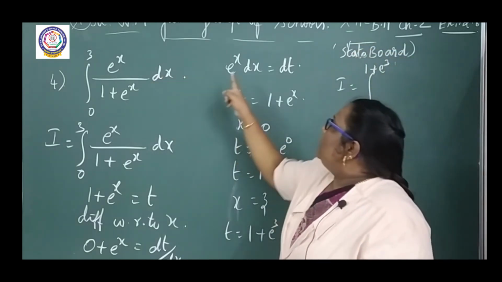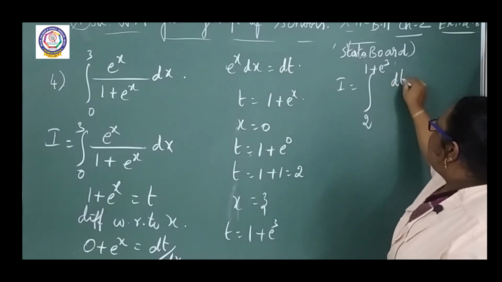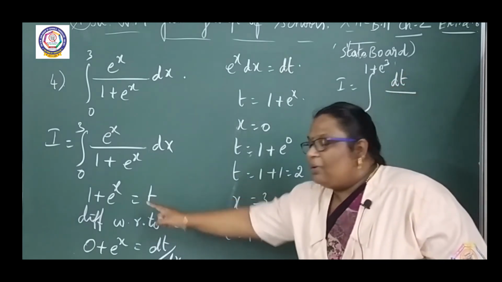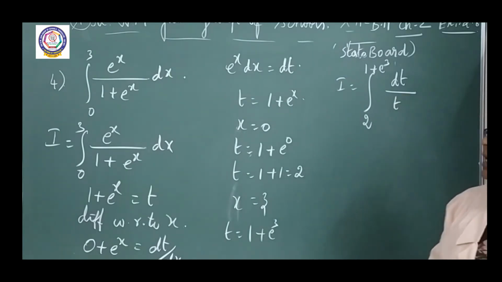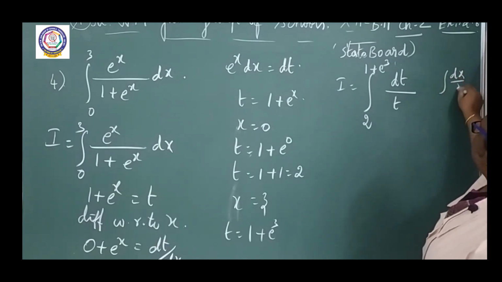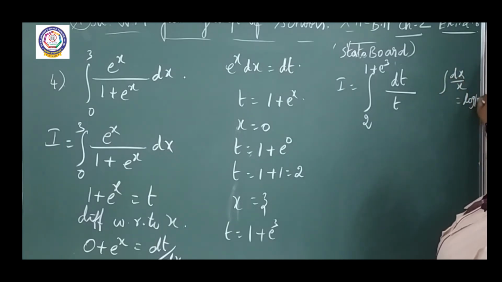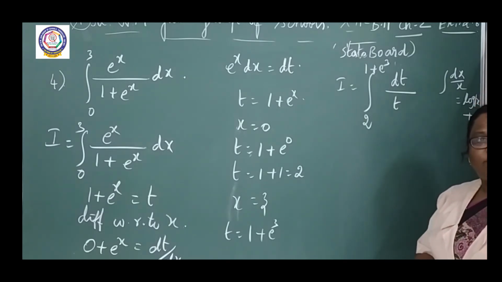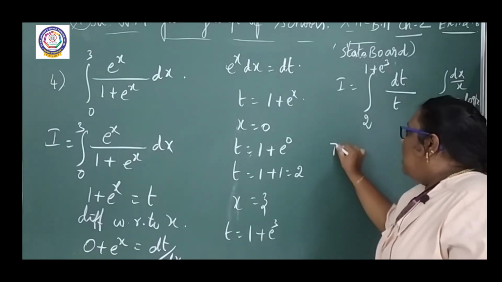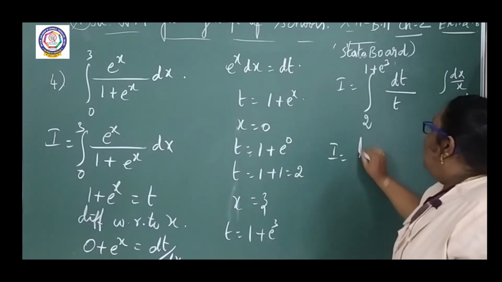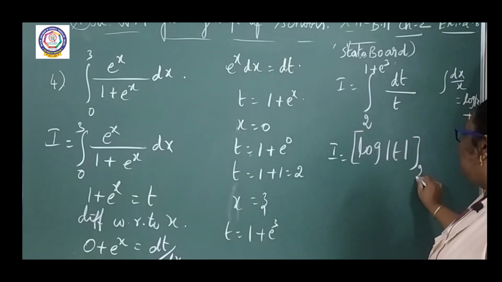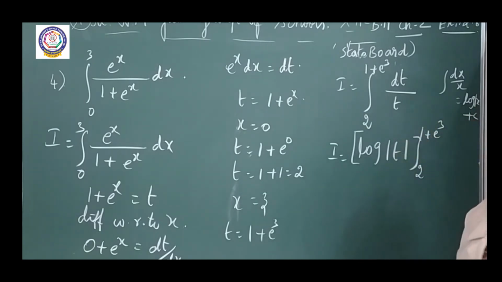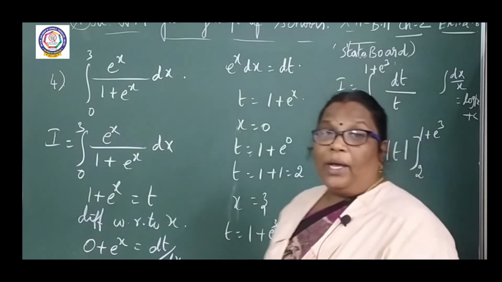So, e power x into dx is nothing but dt, by 1 plus e power x is nothing but t. So, what is the formula for integral dt by t? Integral dx by x equal to log of modulus of x plus c. So, it gives I equal to log of modulus of t, but the limit is given. What is the limit? 2 to 1 plus e cube.